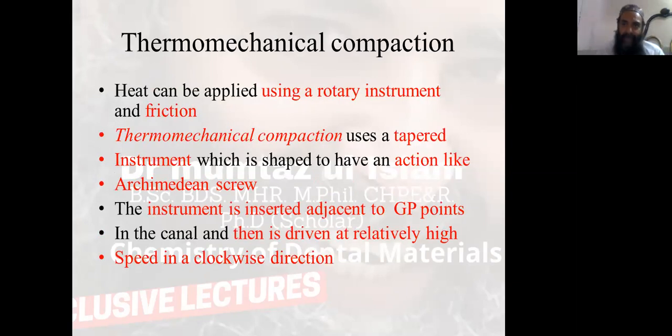Then thermomechanical compaction. Heat can be applied using a rotary instrument and friction. Thermomechanical compaction uses a tapered instrument which is shaped to have an action like an Archimedean screw. The instrument is inserted adjacent to GP points in the canal and then is driven at relatively high speed in a clockwise direction.